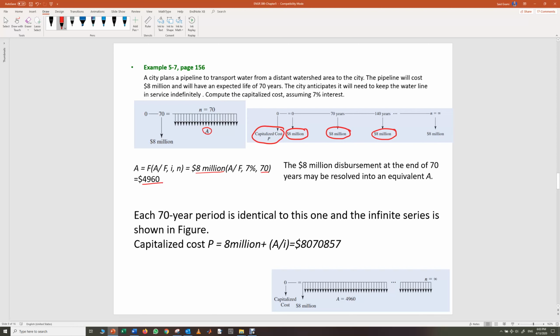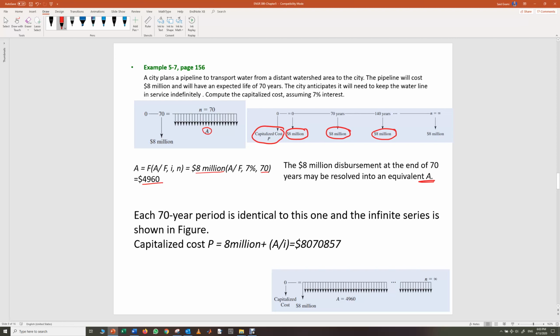So the 8 million disbursement at the end of 70 years may be resolved into an equivalent amount A. So during 70 years, if I put $4,960, I can get 8 million after 70 years. Each 70-year period is identical to this one, and the infinite series is shown in the figure. So we have to pay 8 million in the beginning. After that we get a uniform series of the value 4,960. So I get 8 million at the end of 70 years.